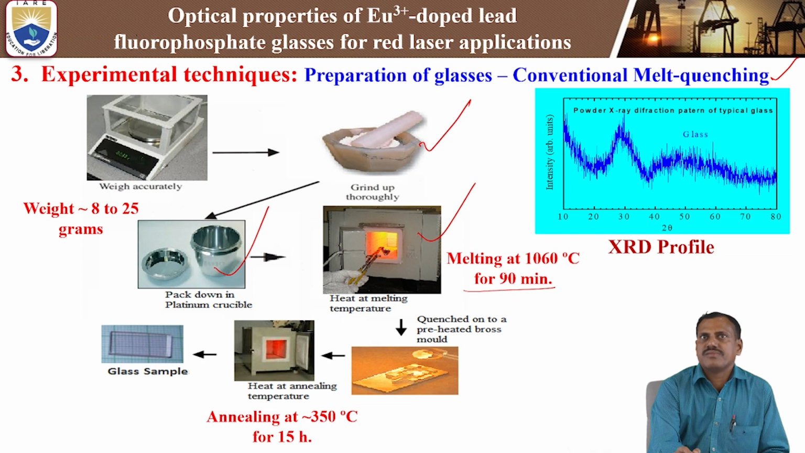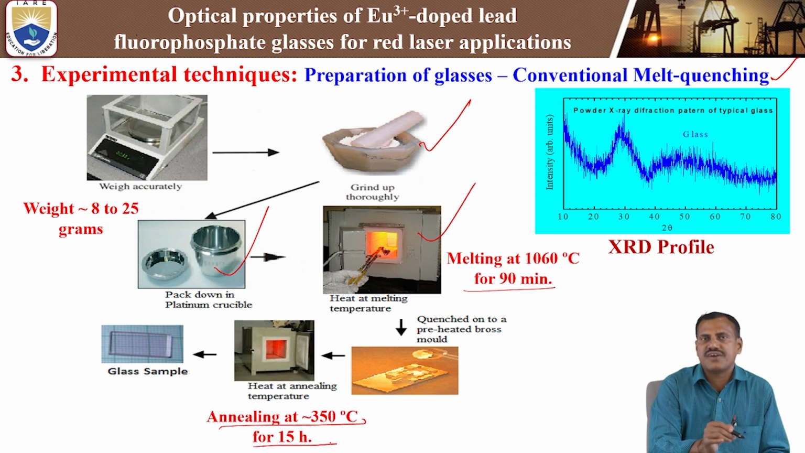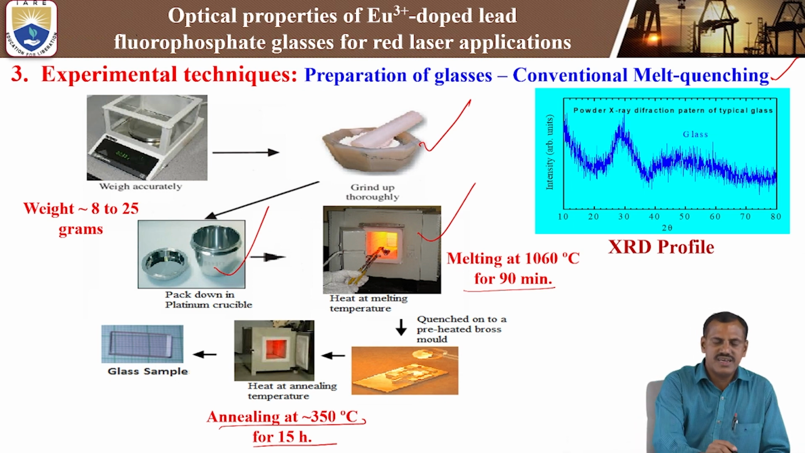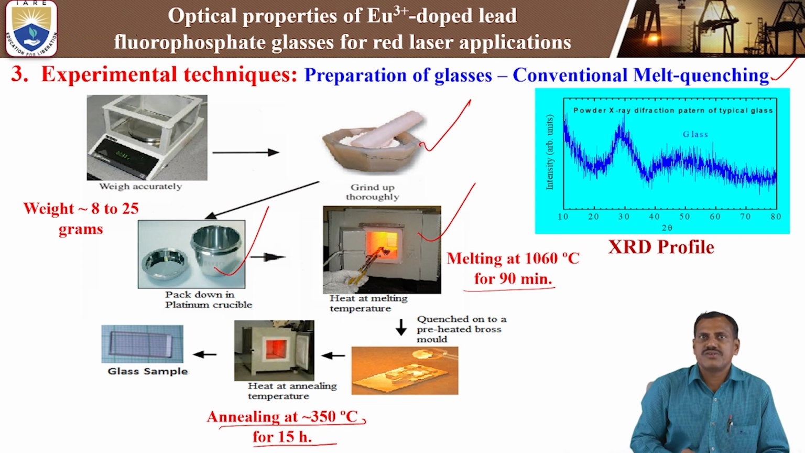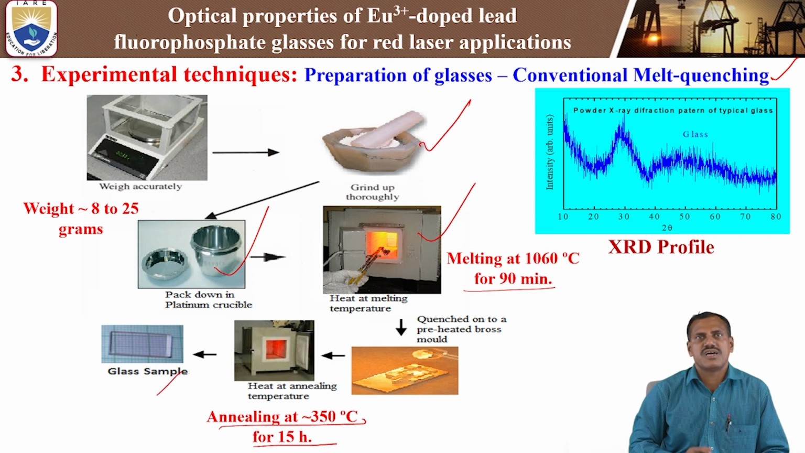Next, after melting the glass sample, we pour it into a preheated brass mold. The mold is already preheated, at a temperature of 350 degrees centigrade. After pouring, we keep it in the annealing furnace for annealing at 350 degrees centigrade for 15 hours. Then after cooling down to room temperature, we take it out at room temperature. Then we cut the glass samples and polish them well. After the samples are well polished, we send them for the different characterization techniques.